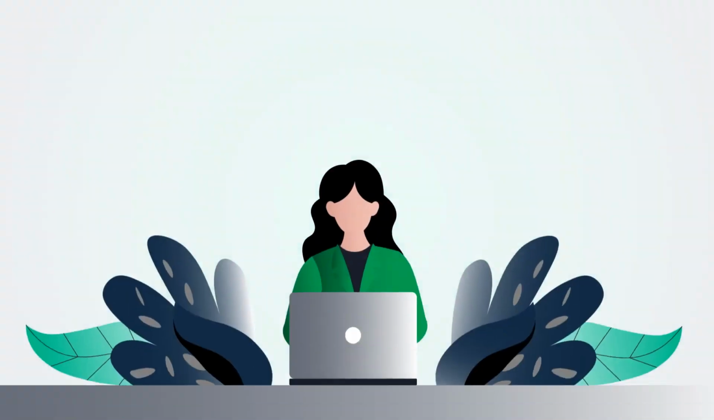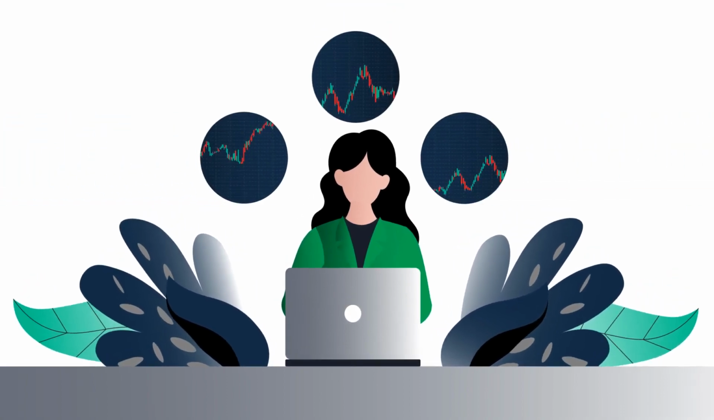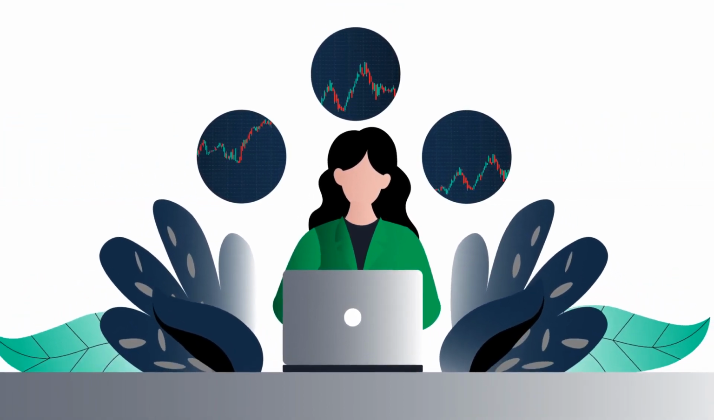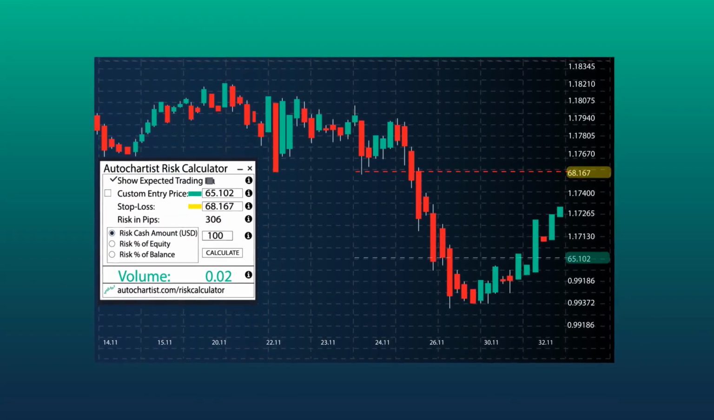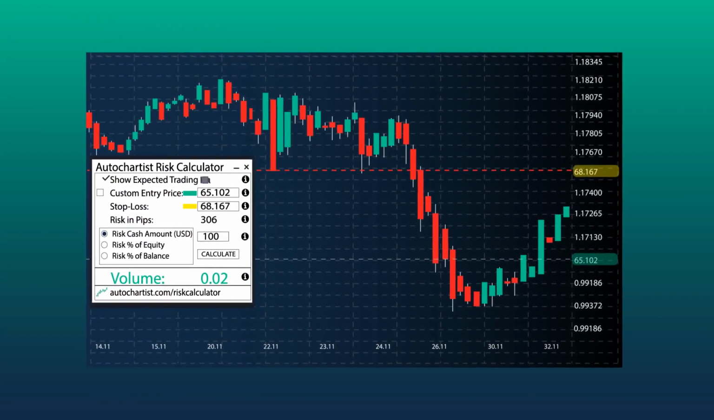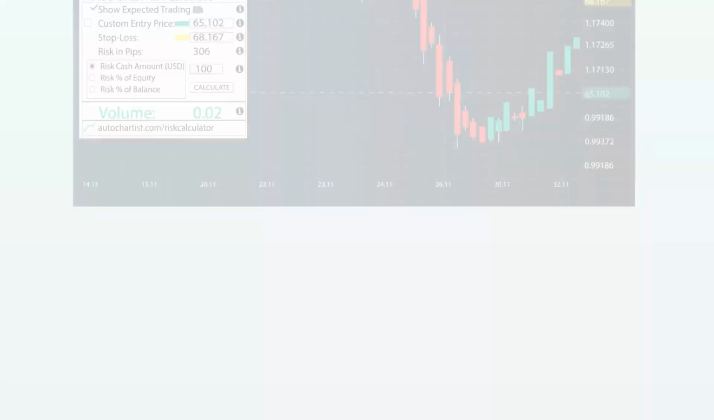The Autochartist risk calculator gives you the confidence to trade across different assets and time intervals, knowing that you won't lose more money than expected. But do keep in mind that the Autochartist risk calculator cannot predict losses due to slippage that may occur during extremely volatile market conditions.